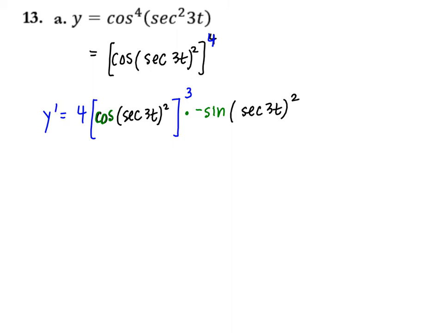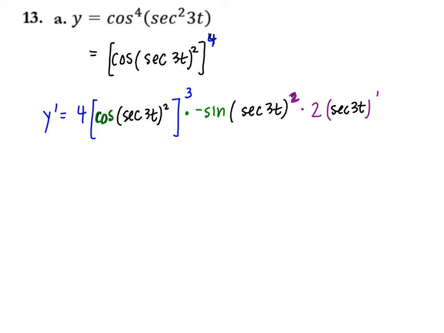Then we'll look to the inside of the sine. What are we taking the sine of? We're taking the sine of secant of 3t squared. So there's another outside, and that's the square exponent. So we can take the derivative of that, power rule, 2 times leave the inside alone to the 1, and the inside is the secant of 3t.